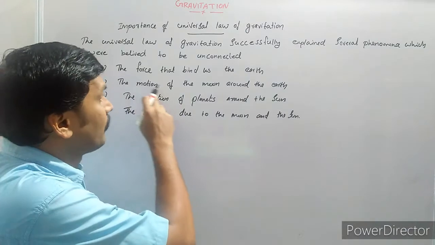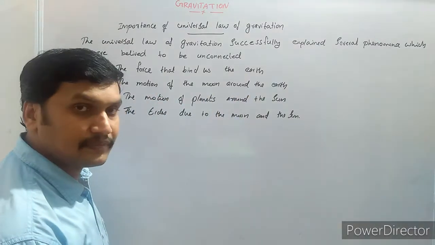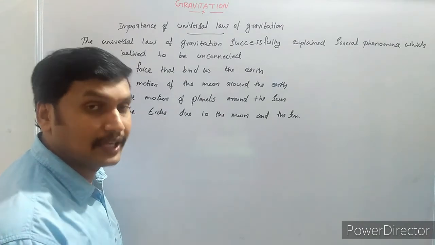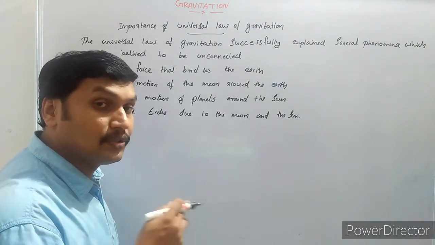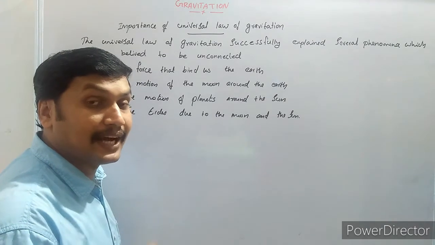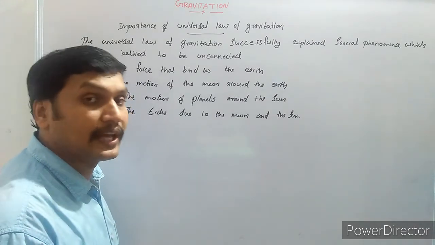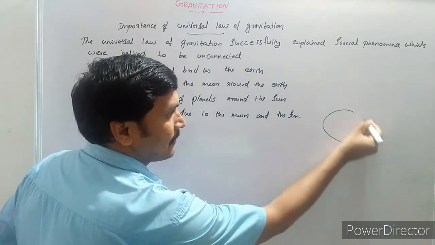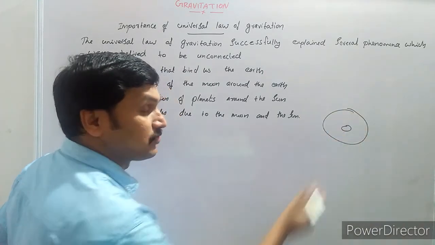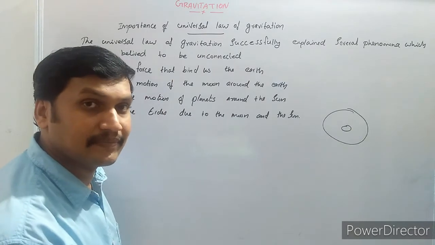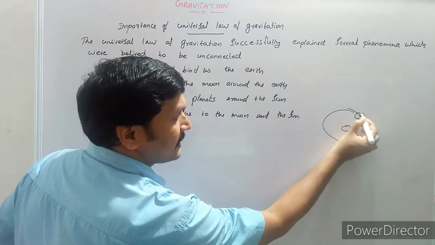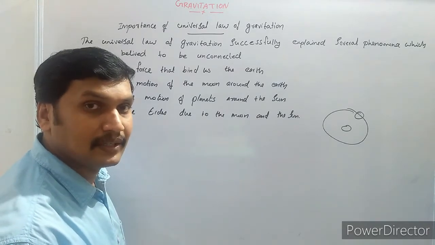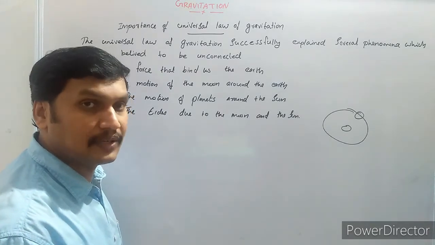The second one, the motion of the moon around the earth. You know that the moon is revolving around the earth in almost a circular path. So it is able to move around the earth because of the attractive force between the moon and earth. We know that when an object is moving through a circular path, there is a force acting toward the center. If there is no force acting toward the center, the object cannot continue through the circular path. So that force we call centripetal force.